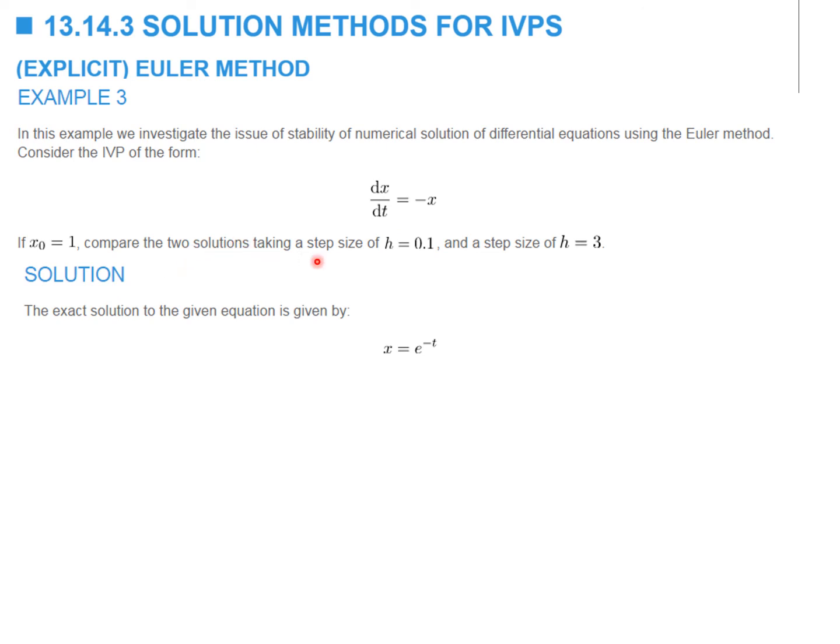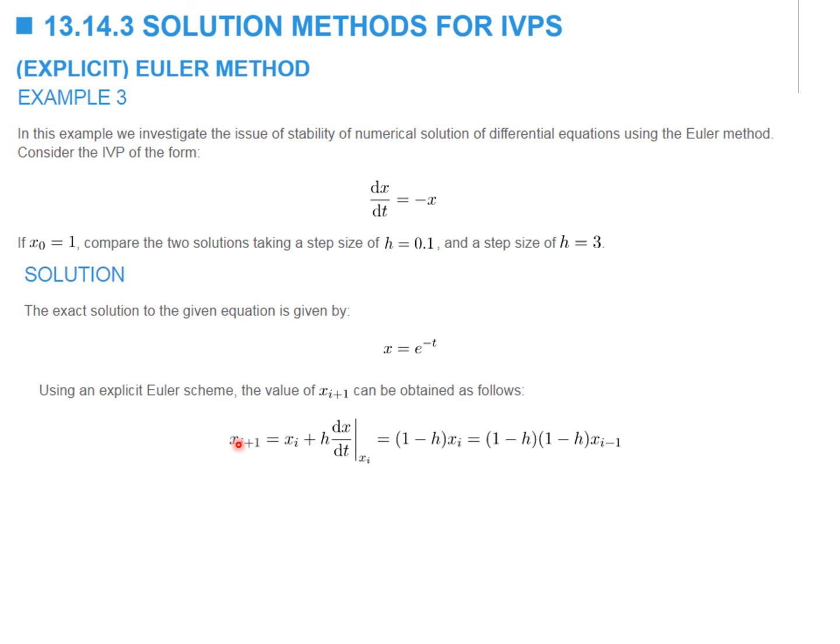And we want to try this with two different time steps, h equal to 0.1 and h equal to 3. The exact solution is given. I can find the exact solution: x is equal to e to the power negative t, so it's an exponential decay. Now let's see what will happen if I use the explicit Euler method.